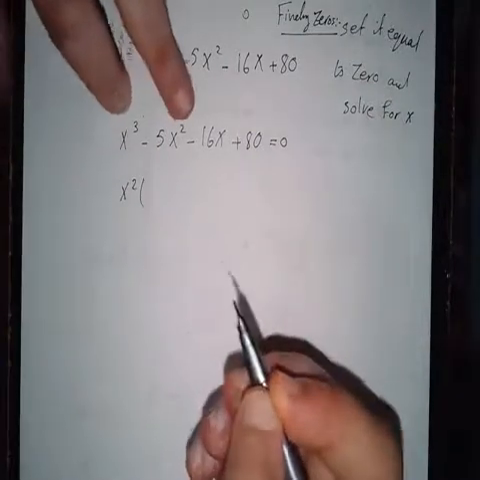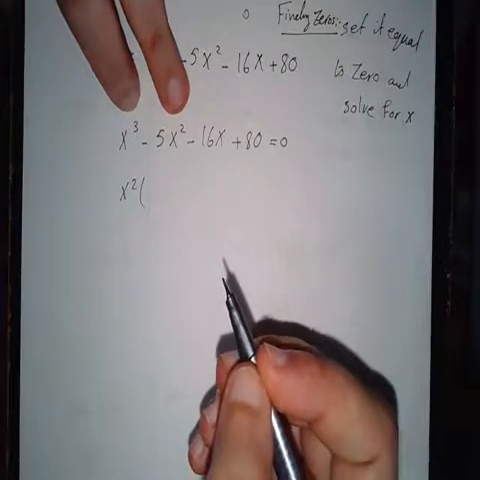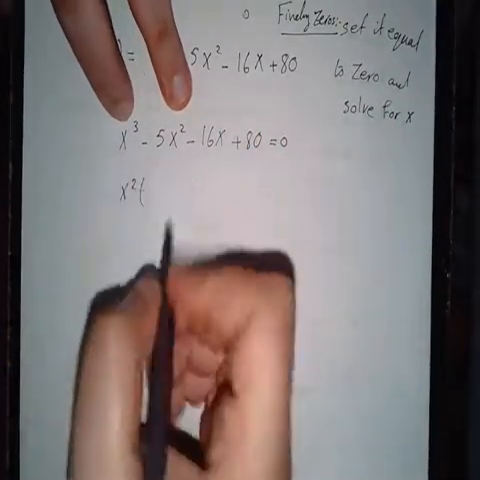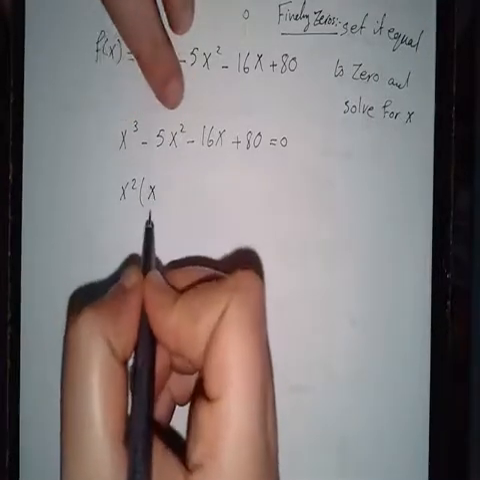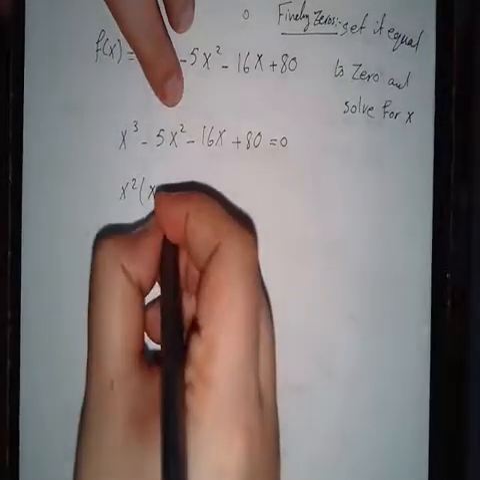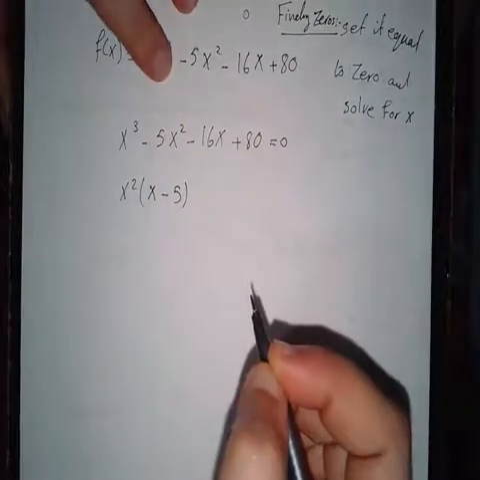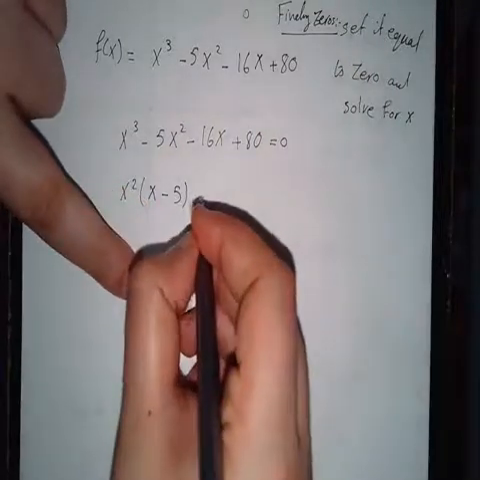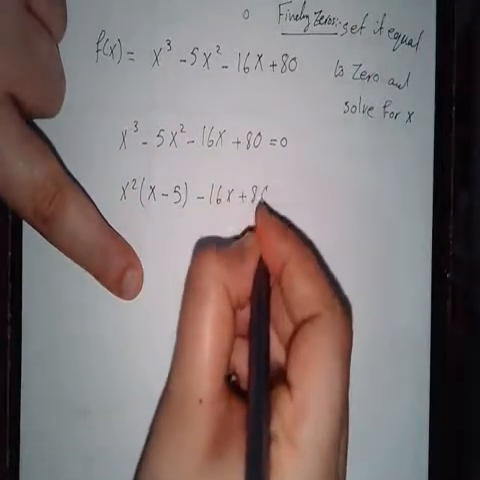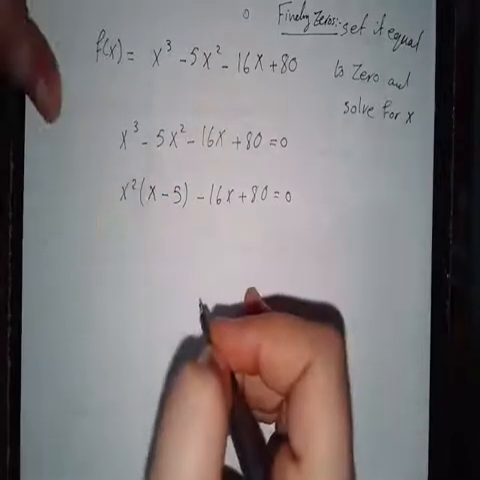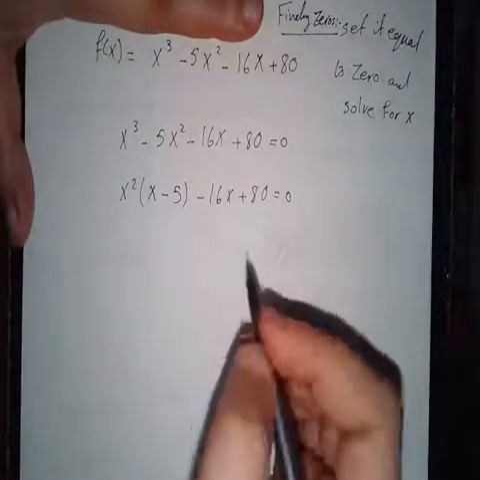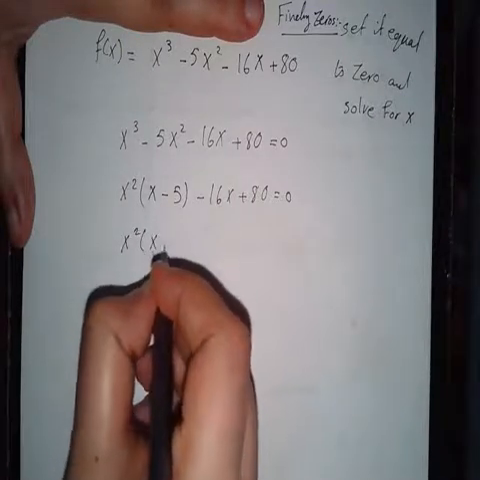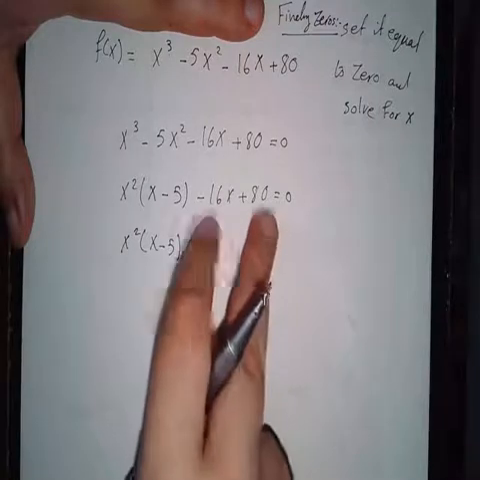So if I factor x squared out of the first two terms only, I'm only playing with the first two terms. If I take x squared out of the first two terms, x cubed divided by x squared gives you x. Negative 5x squared divided by x squared is going to give you negative 5. Yes? So now it's x squared times x minus 5, minus 16x plus 80, because I didn't touch that part and it didn't go away on its own, so it stays there.